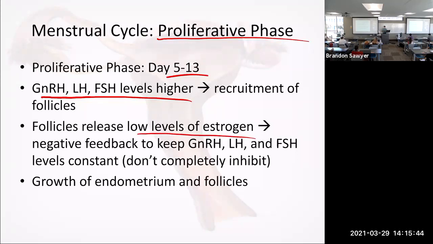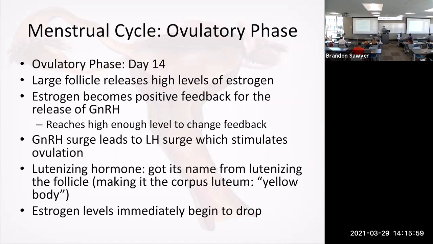but still starting to rise. Okay, and the thing that's growing, the proliferative part, is the endometrium and the follicle. The follicles are getting bigger, and the endometrium is growing. So that's the proliferative part, the endometrium and the follicles are growing. Okay, so it's 5 through 13.